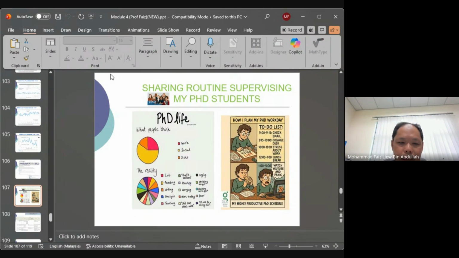Okay, the last few parts here are about sharing my routines in supervising my PhD students. It's not easy. I have had many students before, and each of them has their own character. As I said, some, if you don't push them, just keep quiet and don't see you, and then we have to call them and promise to see them every week.